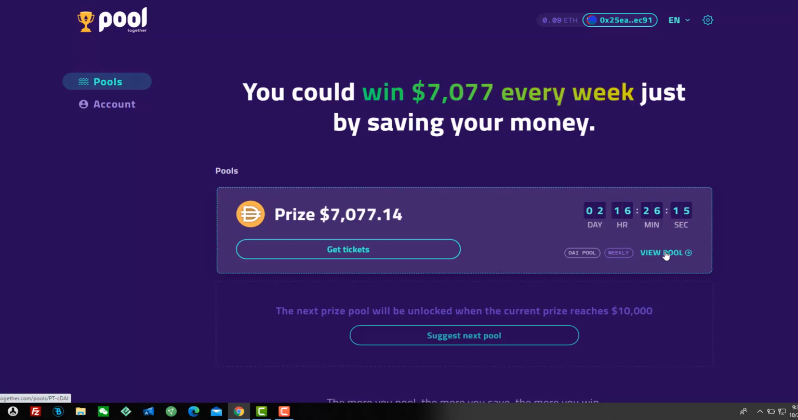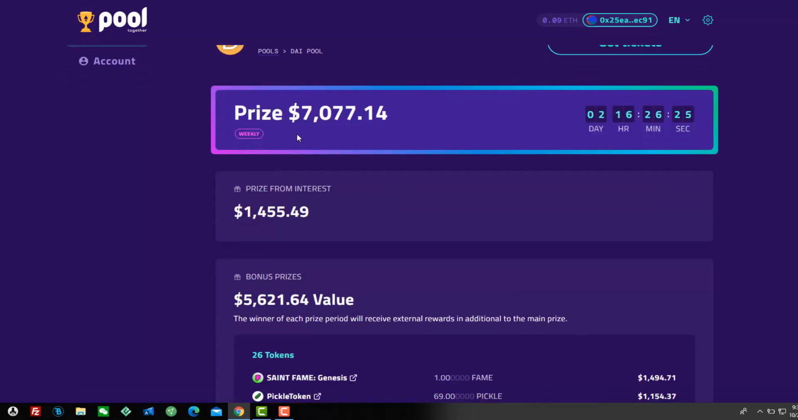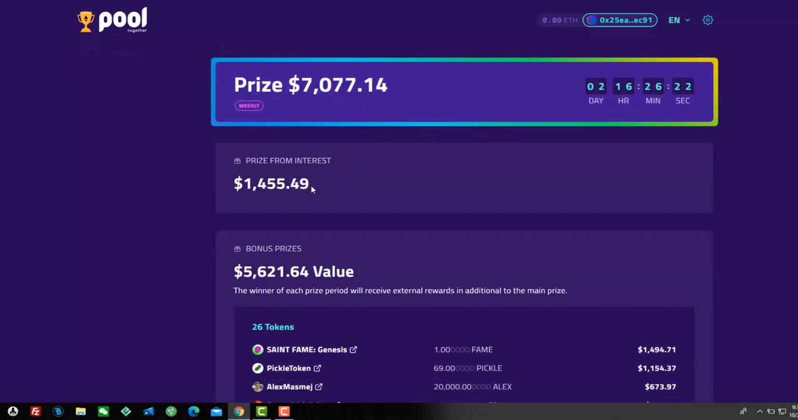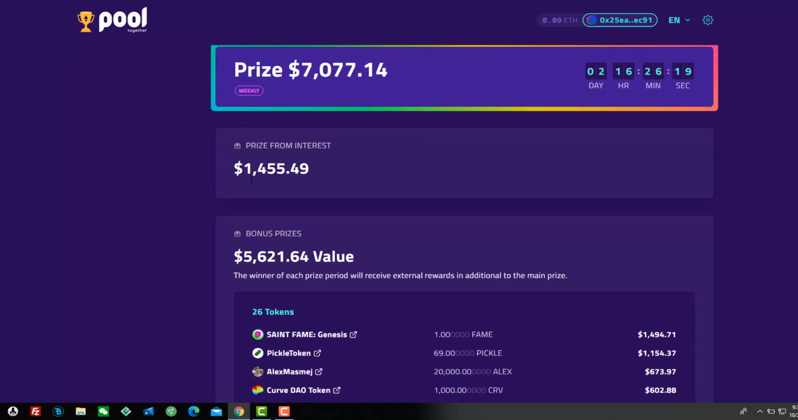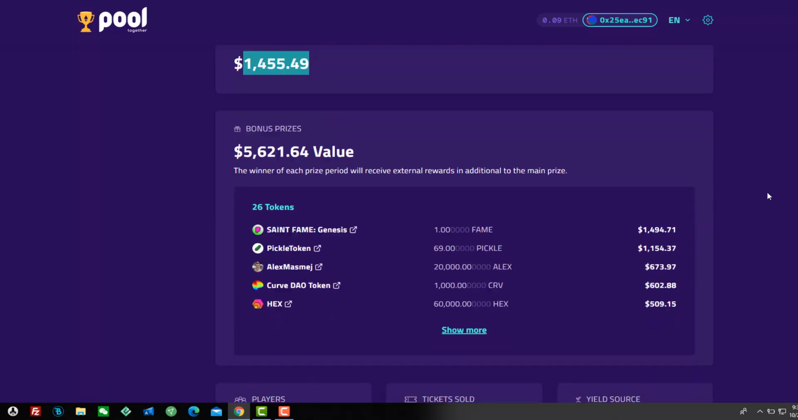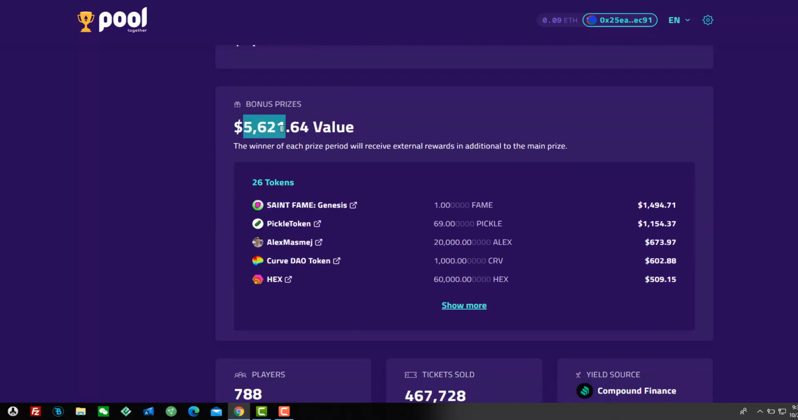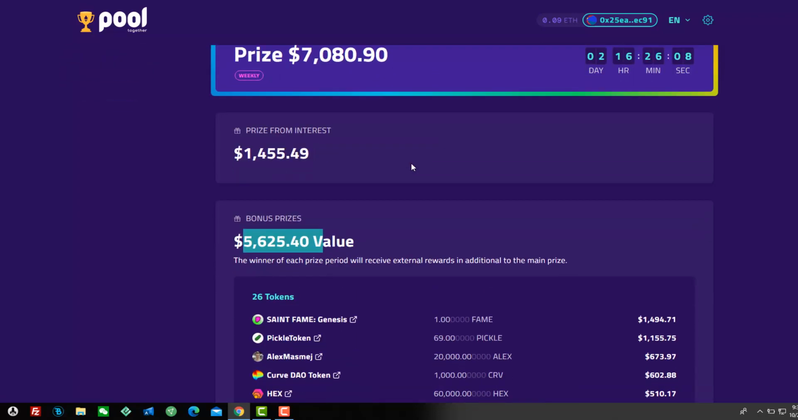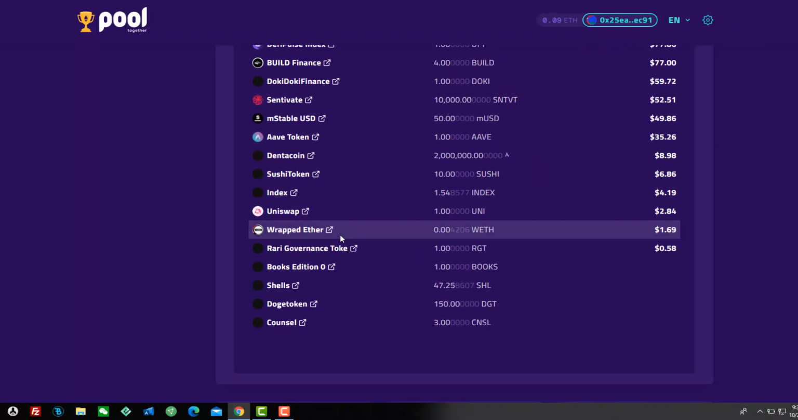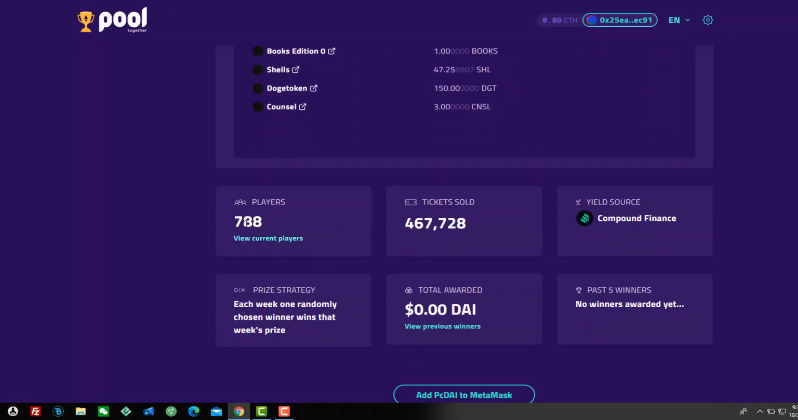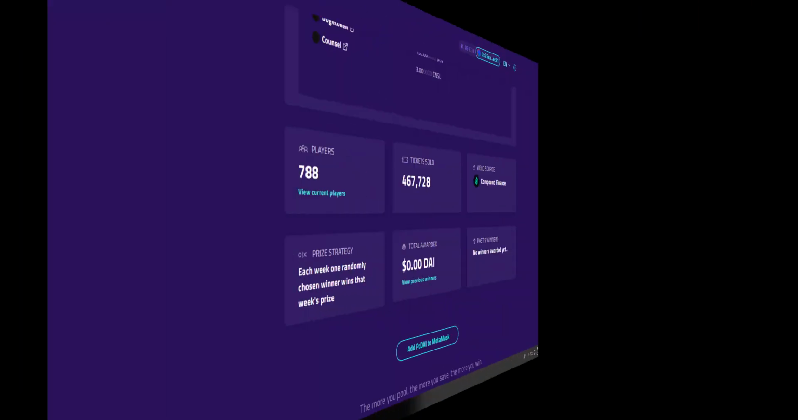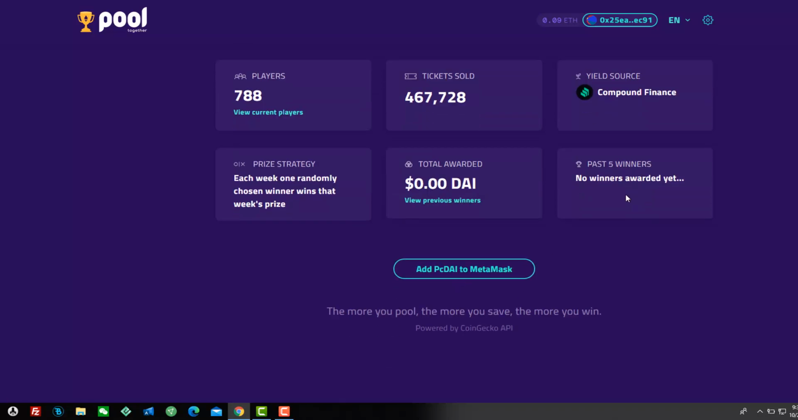So we have a look at this pool here. The prize here goes for two more days. The prize from the interest is 1,455. Bonus prizes are 5,621.40. So that's how they're getting the 7,000. And these are the tokens. There are 788 players currently in this pool, and 467,728 tickets sold. The yield source is Compound Finance. And there are no winners awarded yet.